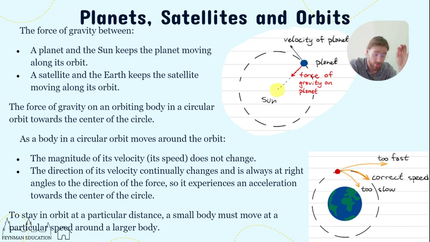But to stay in orbit, to stay at a certain distance away, it's going to have to be moving at a certain speed around the larger body. Okay, so too slow, it's going to crash into the Earth. Too fast, and it's going to shoot itself into space. But there's going to be a perfect speed where its centrifugal force pulling it outwards and the gravitational force pulling it inwards are going to be equal. And then it won't change its position.